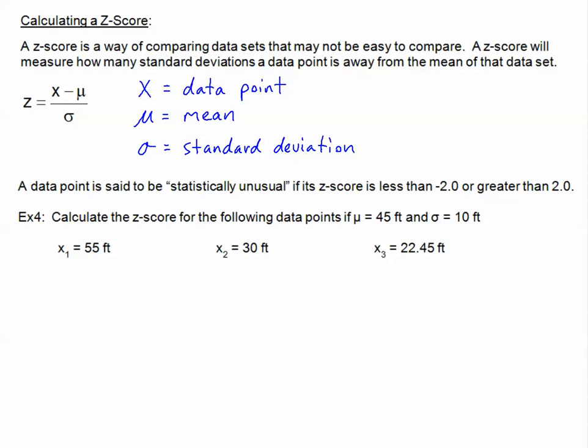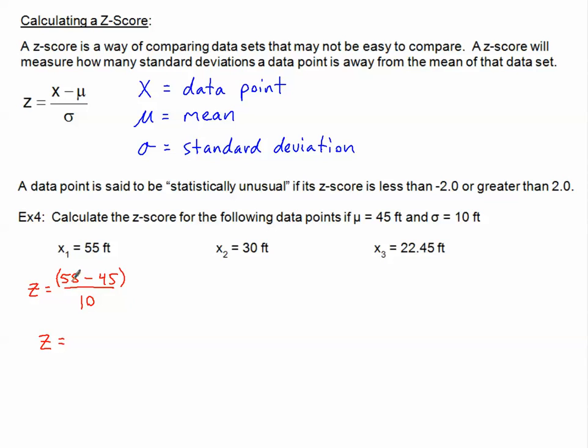So example 4 is calculating z-scores for a bunch of things. Now they're giving us the mean. The mean of this set of data is 45 feet, and the standard deviation for this data is 10 feet. We want to know what's the z-score for this first data point, 55 feet. Okay, so we're really just plugging into a formula. The z-score will always be the x value, which is 55, minus our mean, which is 45, divided by our standard deviation, which is 10. And in this case, if you're going to plug it all into your calculator, I insist on putting parentheses so that the calculator knows what the numerator is.